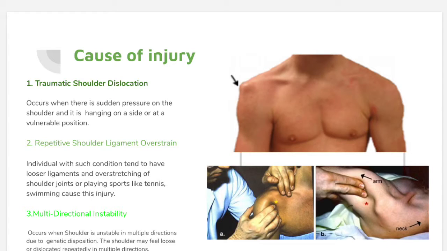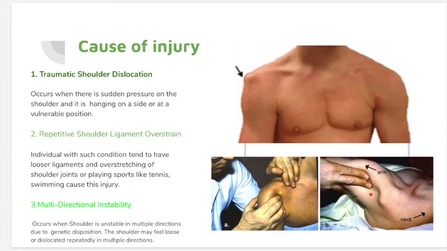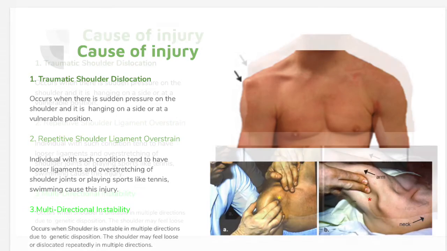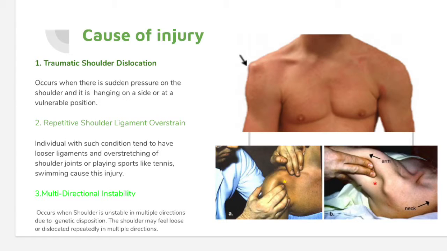There are causes of injury. For example, traumatic shoulder dislocation occurs when there is a sudden pressure on the shoulder and it's hanging on a side or at a vulnerable position. Repetitive shoulder ligament overstrain: individuals with such a condition tend to have looser ligaments, and overstretching of the shoulder joint or playing sports like tennis and swimming cause this injury.